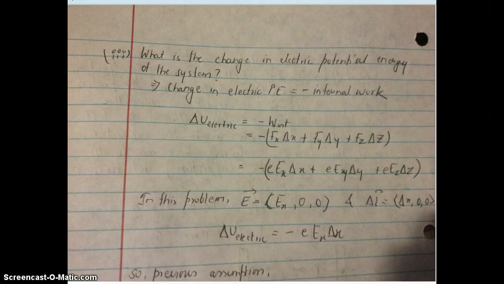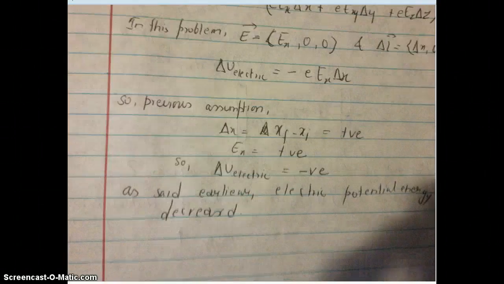So this verifies the previous assumption that we made about the electric potential energy of the system, that it will decrease. You can see, since delta x, which is x final minus x initial, comes to be positive, and Ex is positive, the net change in electric potential energy must be negative. So as said earlier, the electric potential energy is decreased.